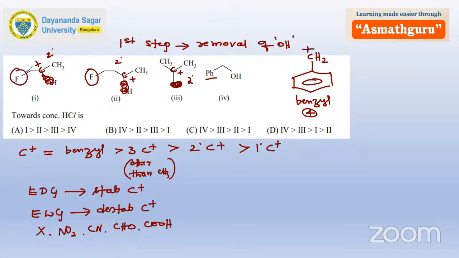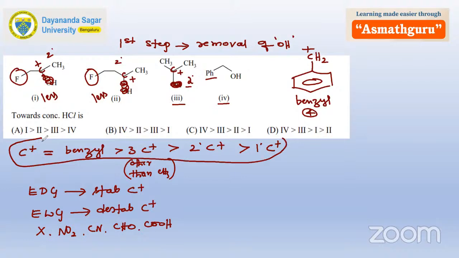Fluorine is a withdrawing group, so it destabilizes the carbocation. So the first is less stable, and the second is also less stable. Who is more stable? Third and fourth. But in third and fourth, the third is secondary, the fourth is benzyl. So who is more stable according to our rule? Benzyl is more stable than secondary. So 4 is more than third.